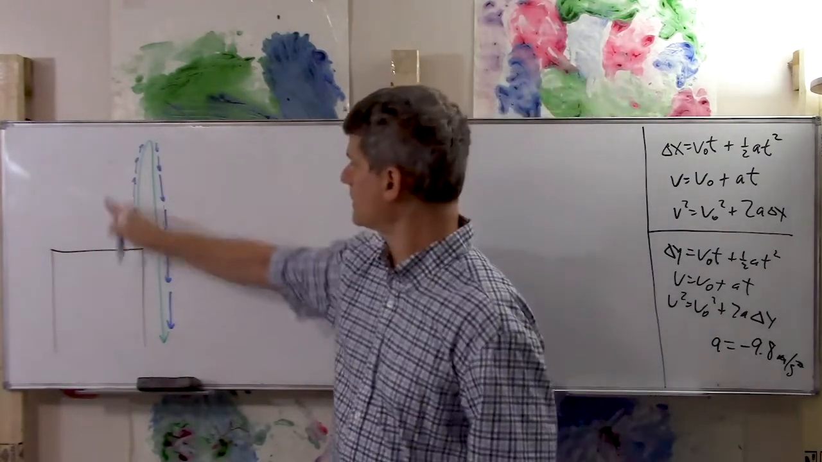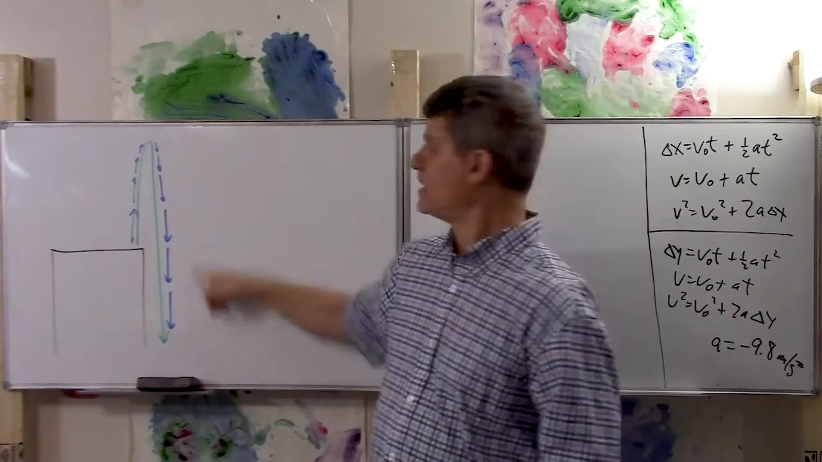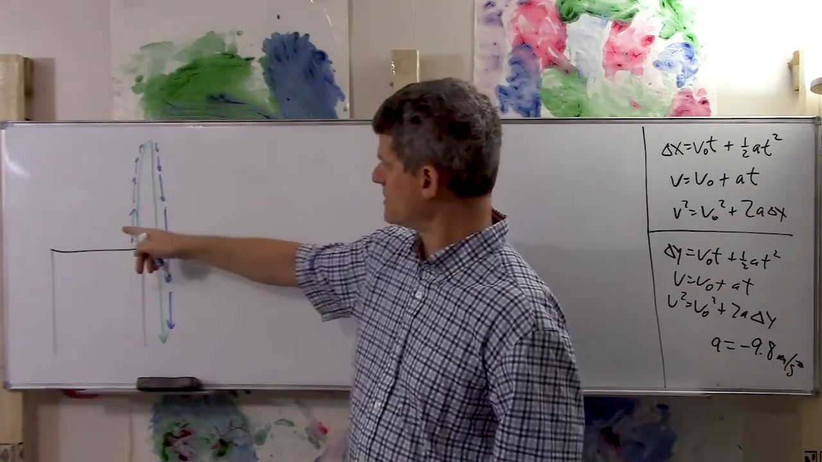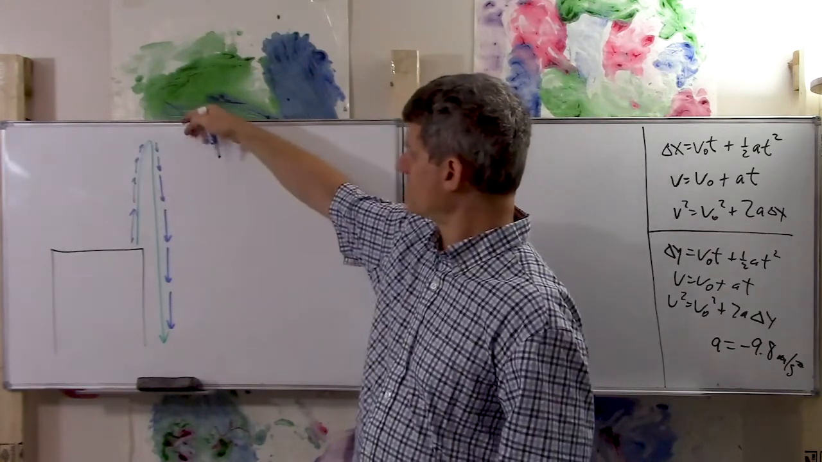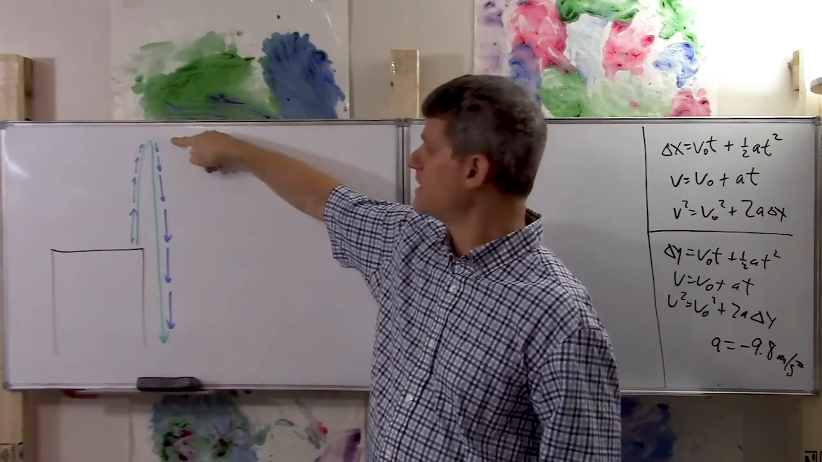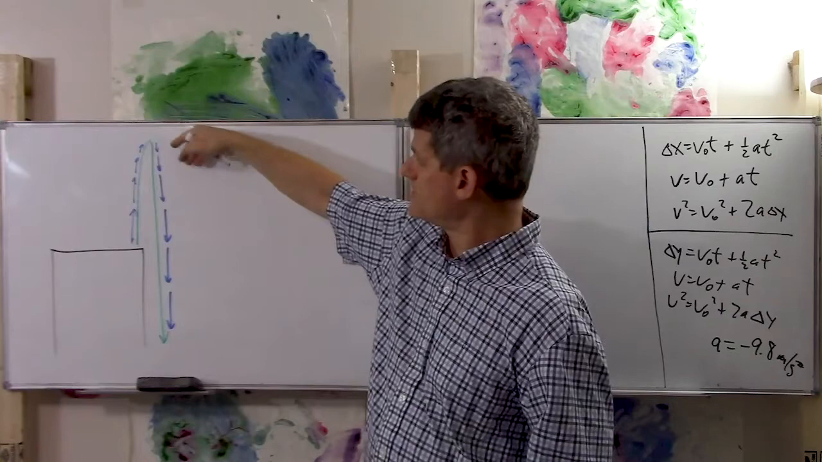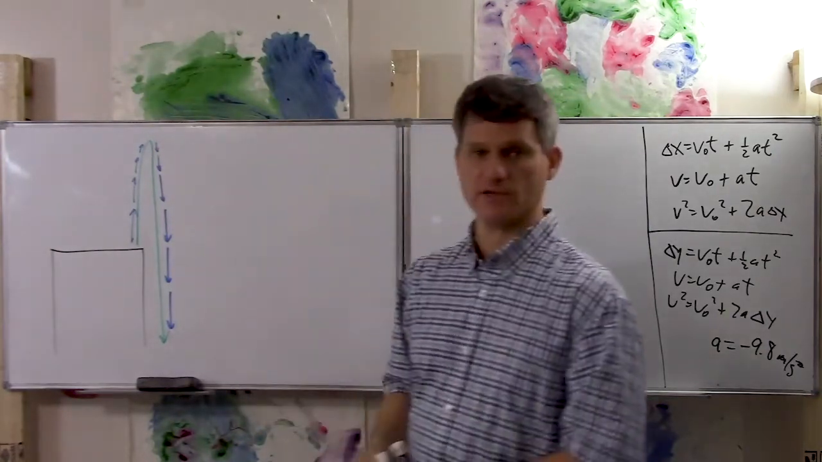In both cases, going up, the acceleration is negative, and going down, the acceleration is negative. When it's going up, the negative acceleration takes away from this positive number and makes it smaller. When it's going down, it's negative. So the negative acceleration is going to make that negative velocity more negative. So the magnitude of the velocity is going to get bigger and bigger and bigger.